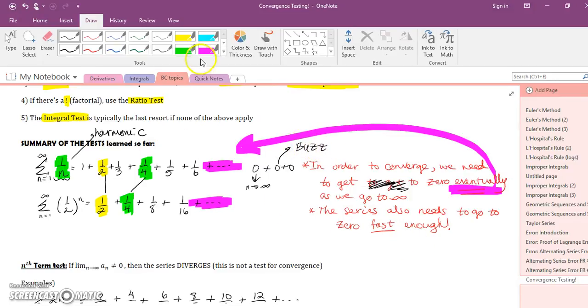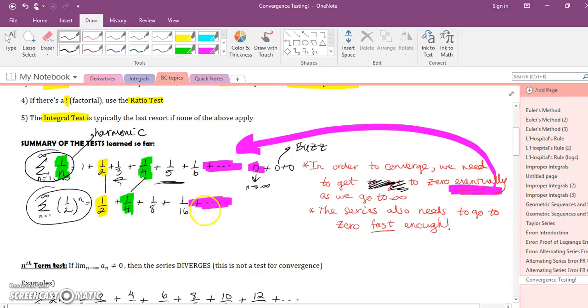It's not enough for you to get to 0 here. You also have to go to 0 fast enough. So if you don't get to 0 fast enough, you're not going to converge, you're going to diverge. Eventually, we found out that this guy actually diverges because even though you do get to 0 here, it doesn't get to 0 fast enough. It has too many extra terms. This one does converge. It did get to 0 quick enough. It cut out some of the extra terms.